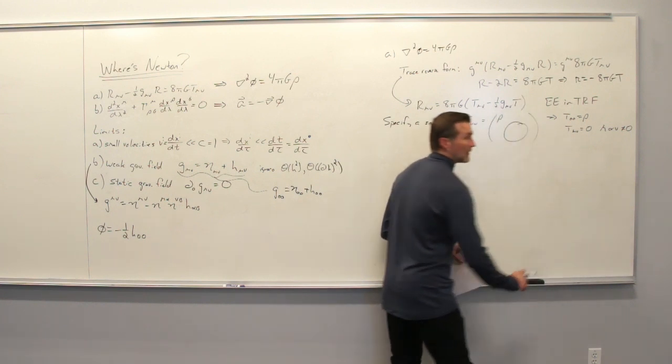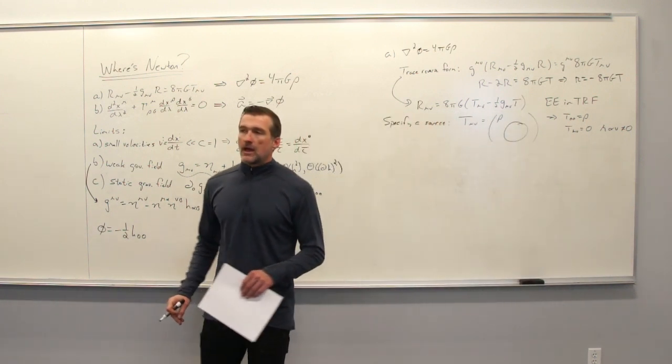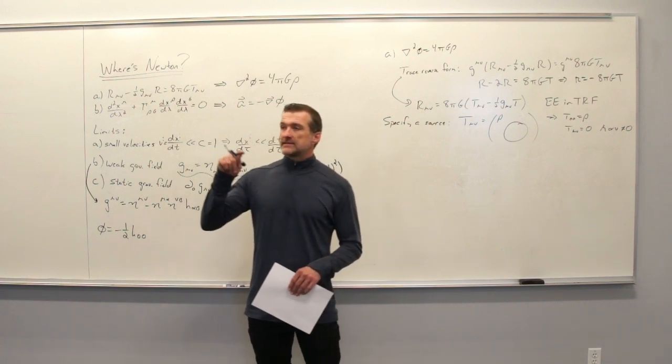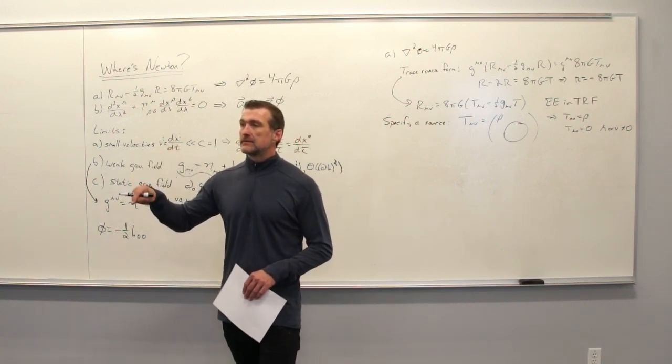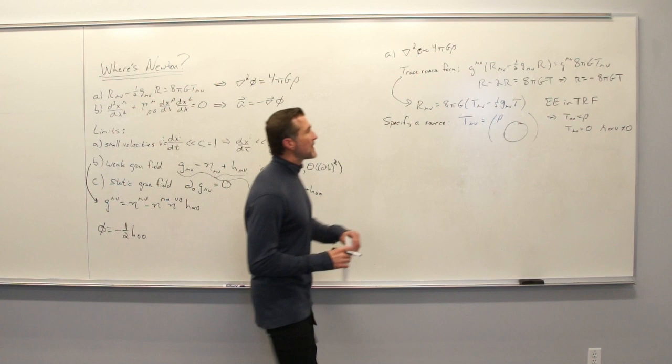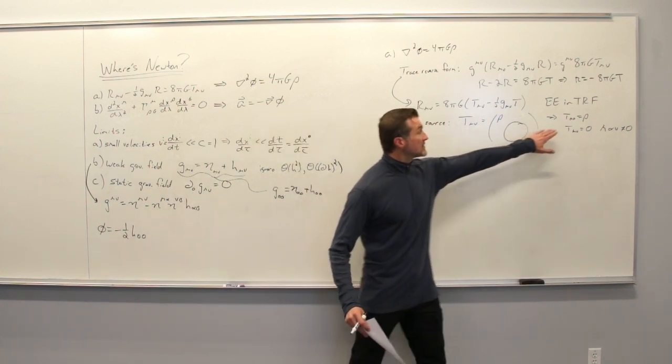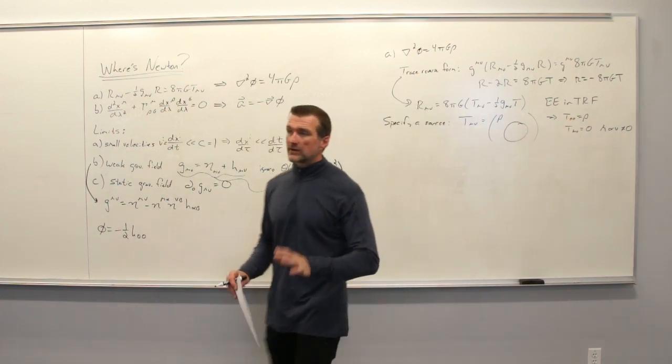Why not just say T_ij? No, because you can say T_0i is 0. It doesn't matter. I'm not going to worry about this. The only non-zero component is T_00. That's the important thing. Okay?